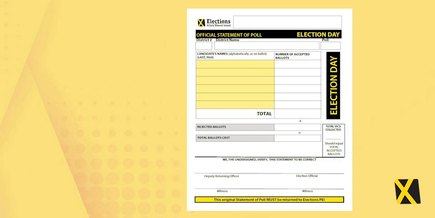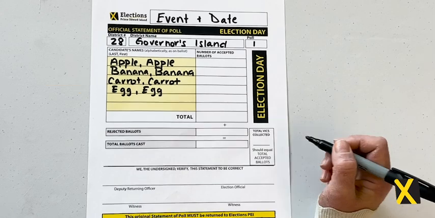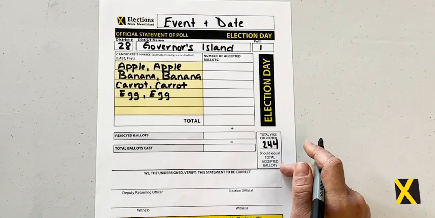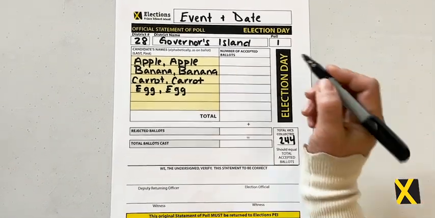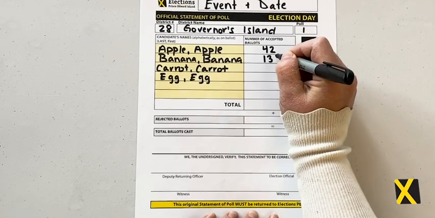Let's watch an Election Day statement of poll being filled out for a fictitious event. The DRO has already filled in the event name and date, the district number, name, and poll number, and even has the candidates' names listed alphabetically in order as they appeared on the ballot paper. The DRO has counted the number of VIX collected at the poll on Election Day and writes down that number, 244. So, following the count, the total ballots cast number should be 244.